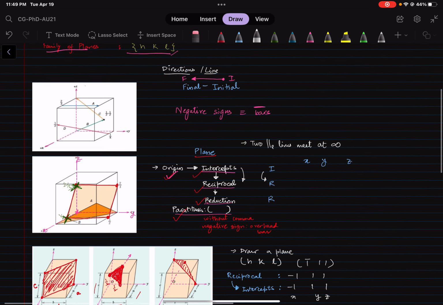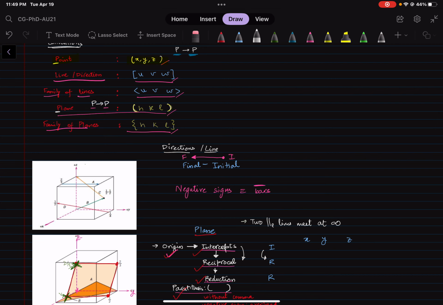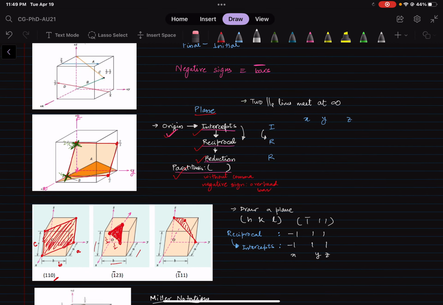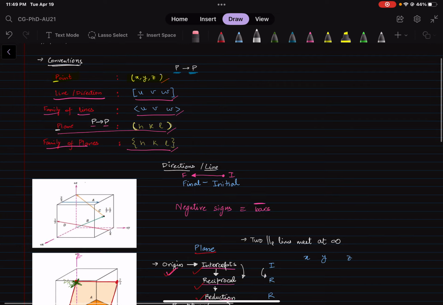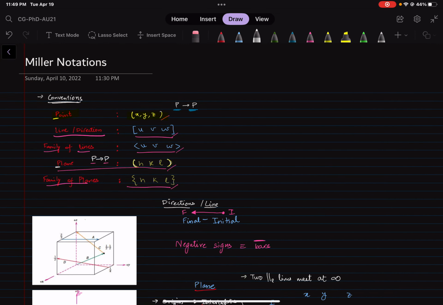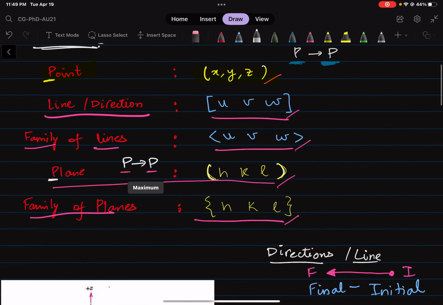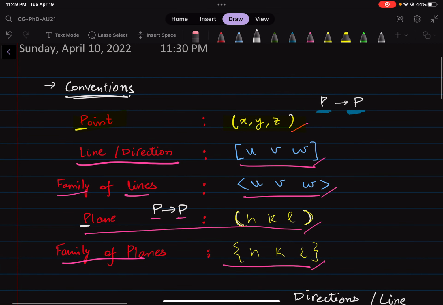I highly recommend practicing more planes if you think you need more help with this. The example problems in the homework have some good options to practice with. Do keep these conventions in mind.